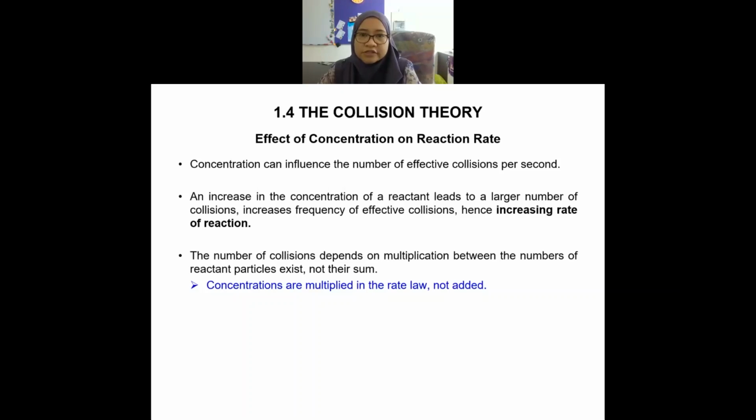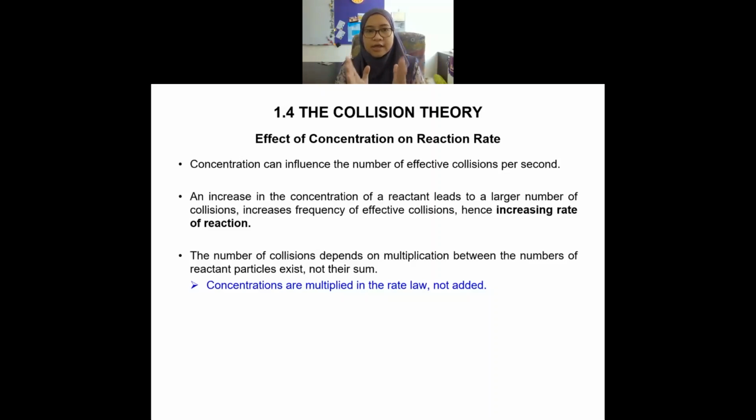Effect of concentration on reaction rate. Earlier on, we have learned about the factors that can affect the reaction rate: concentration, temperature, surface area, the nature of the reactant itself, and the presence of a catalyst.